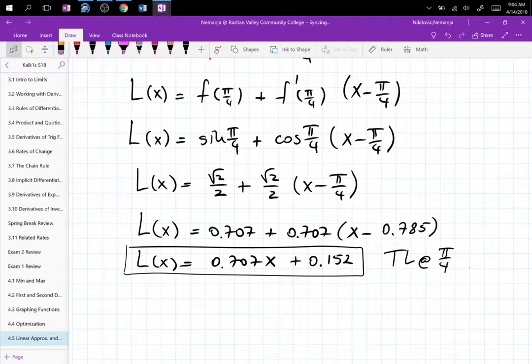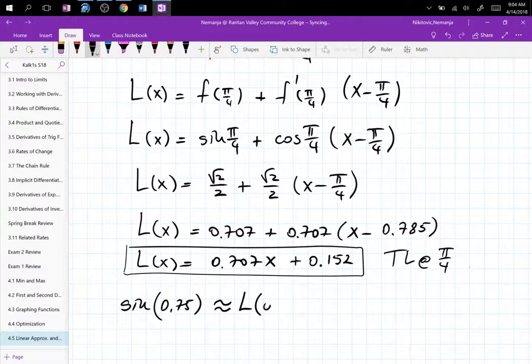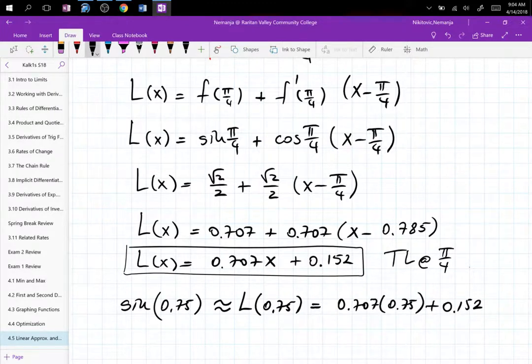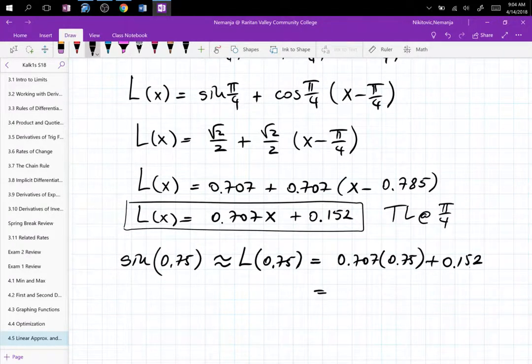And now this is what we claim. This is why we do linearization. We say sine of 0.75 is going to be approximately the same as L computed at 0.75. So we have 0.707 times 0.75 plus 0.152, and now you just compute this and you're done.